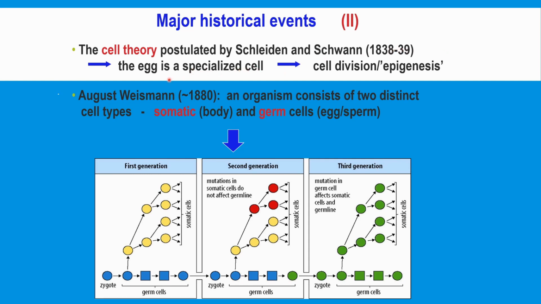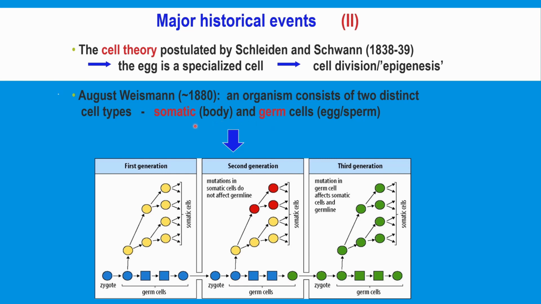And then later, August Weismann in 1880 came with the theory that an organism consists of two distinct cell types. There were somatic cells in your body and germ cells. The egg and the sperm were the germ cells, and it was through the germ cells that information was passed on to the next generation. So heredity came through the germ cells.